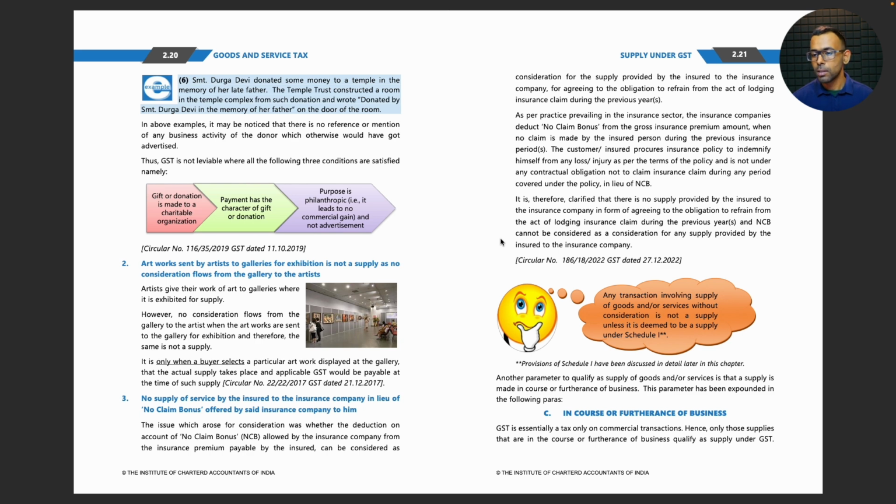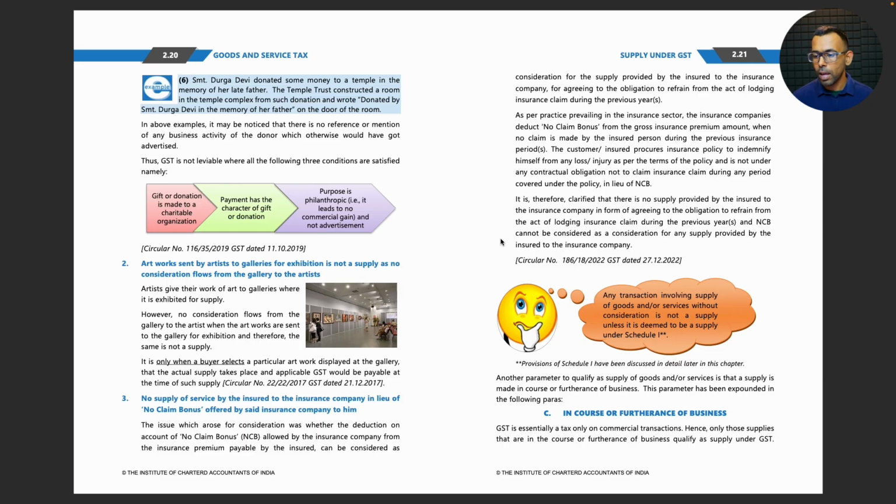As per practice prevailing in the insurance sector, the insurance companies deduct no claim bonus from the gross insurance premium amount when no claim is made by the insured person during the previous insurance period. The customer or insured procures an insurance policy to indemnify himself from any loss or injury as per the terms of the policy, and is not under any contractual obligation not to claim insurance during any period covered under the policy instead of, in lieu of, no claim bonus.